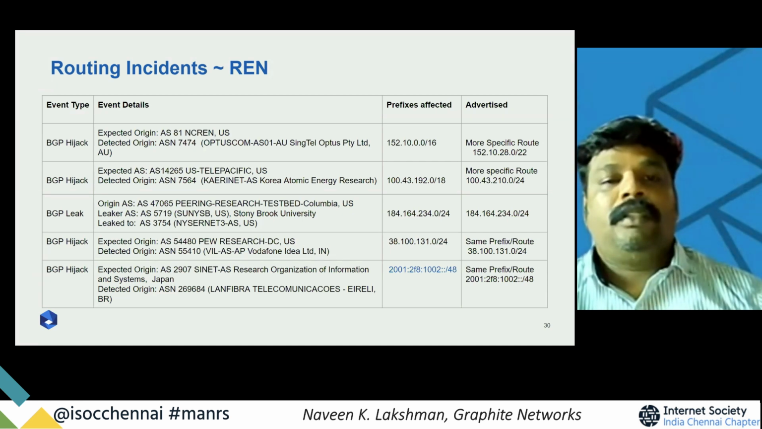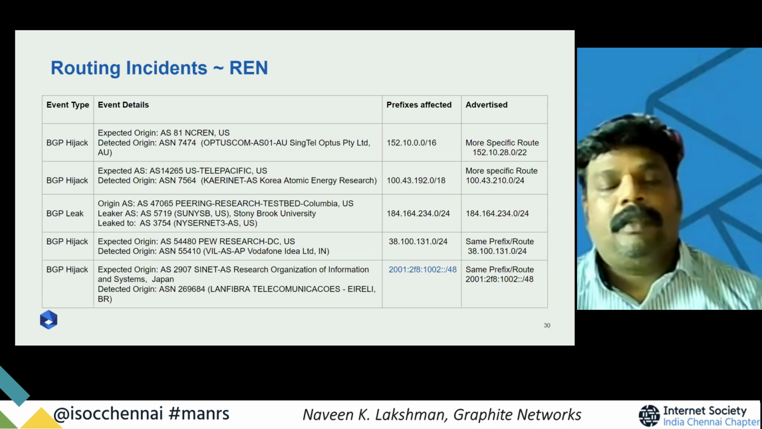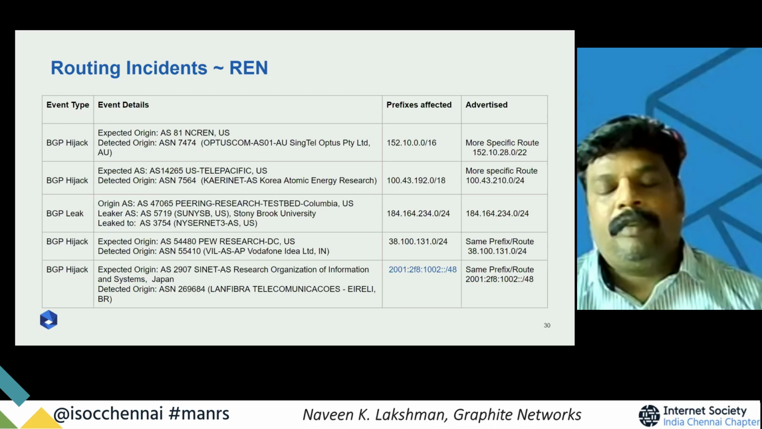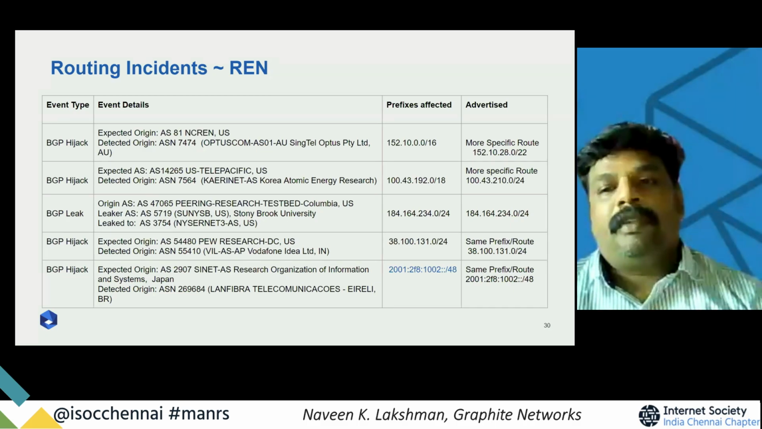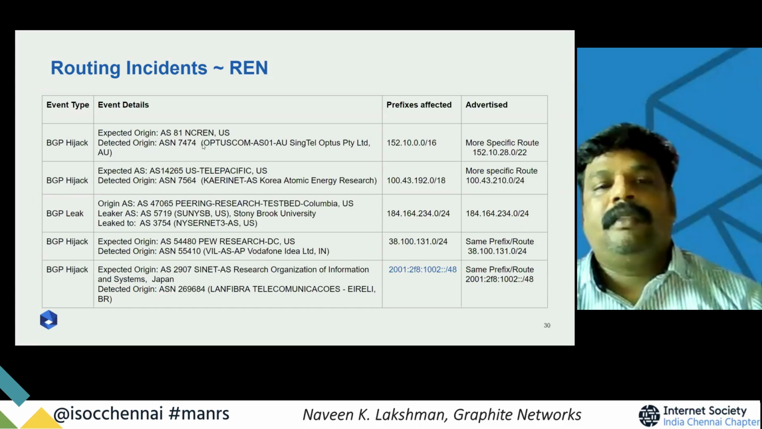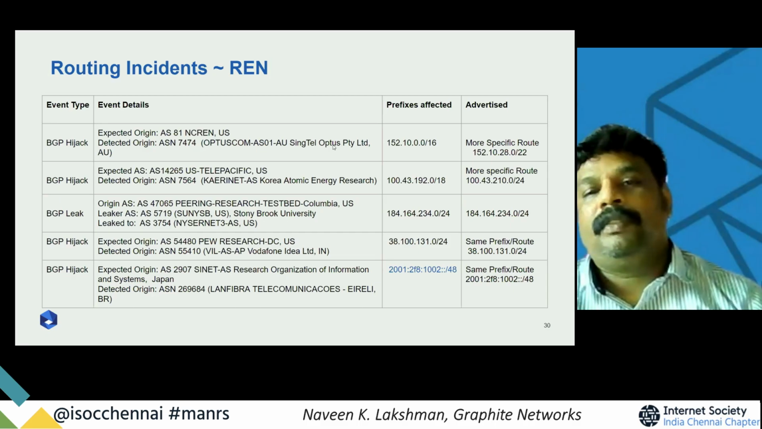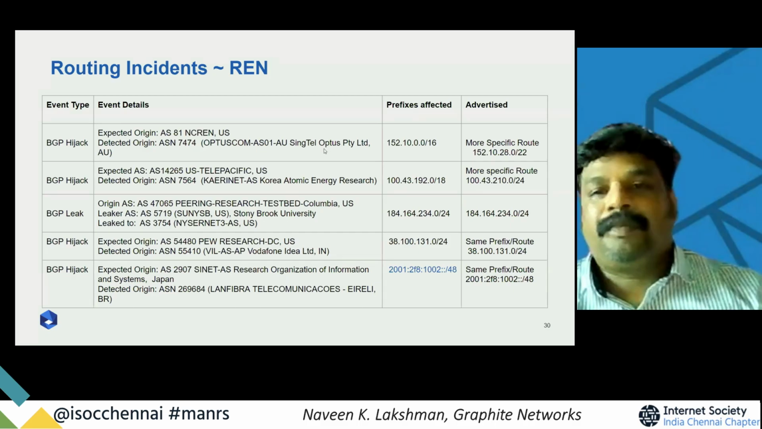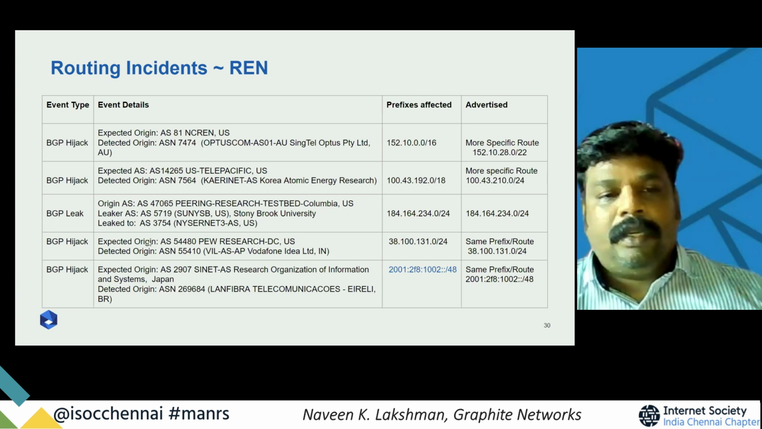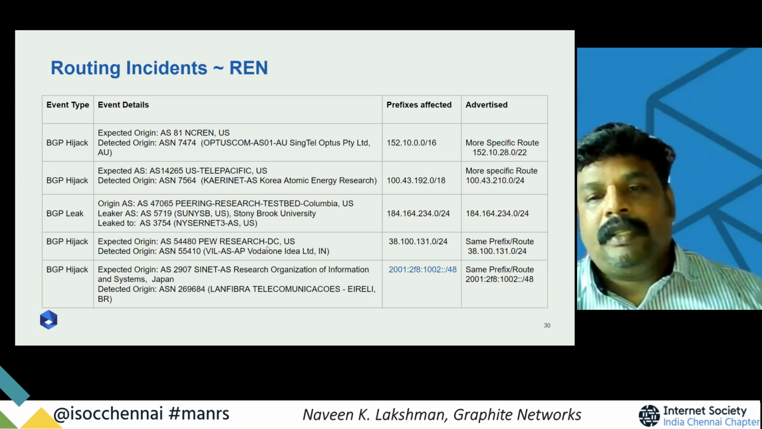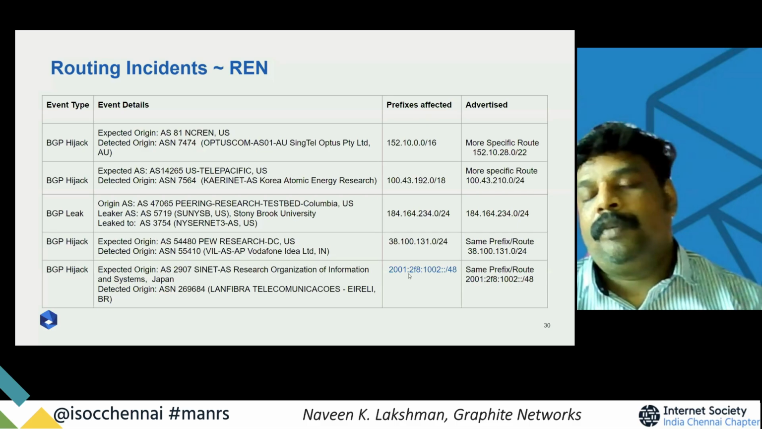So you can see most of the networks have implemented MANRS and RPKI for protecting the routing security infrastructure. But still, the ones who missed out are the ones who get affected. So you can see NCREN's prefix has been hijacked by Optus, which is based out of Singapore, Australia. Again, they announced more specific /22s from the /16s. And as you go down, you can see that even your V6 prefix is not spared.